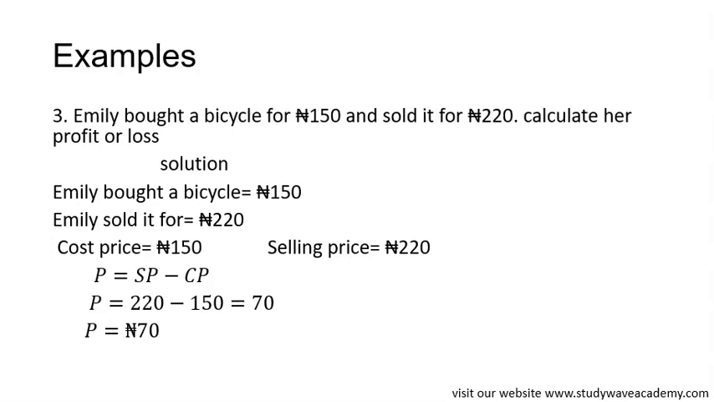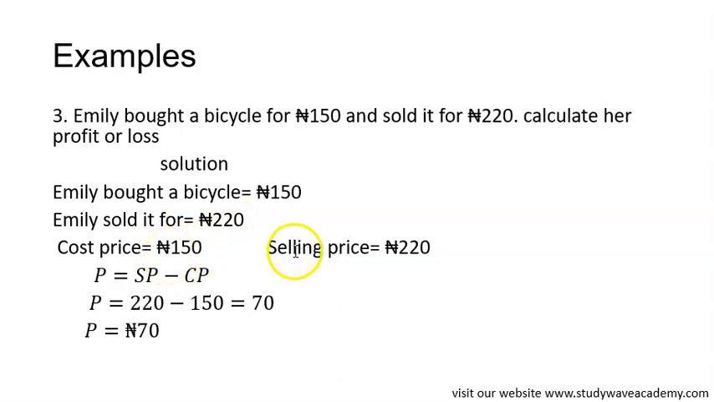We have here, Emily bought a bicycle for 150 naira and sold it for 220 naira. Calculate her profit or loss. Emily bought a bicycle of 150 naira and Emily sold it for 220 naira. So the cost price is 150 naira and the selling price is 220 naira. So the selling price is greater than the cost price. So it's a profit, okay? She bought the bicycle for 150 naira. This is her cost price.